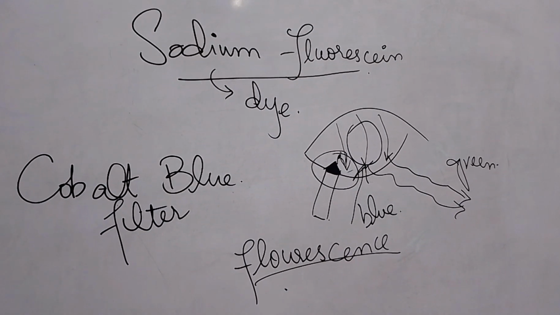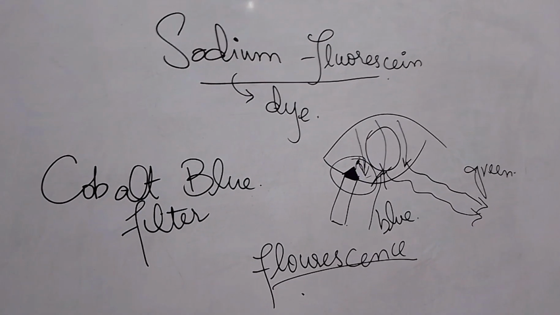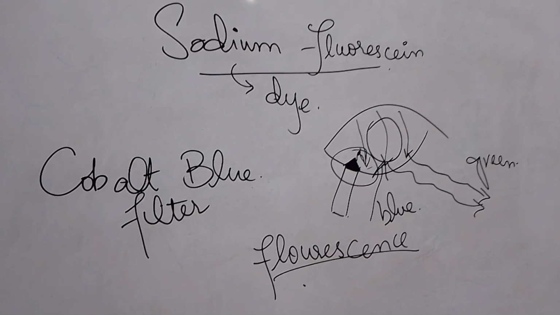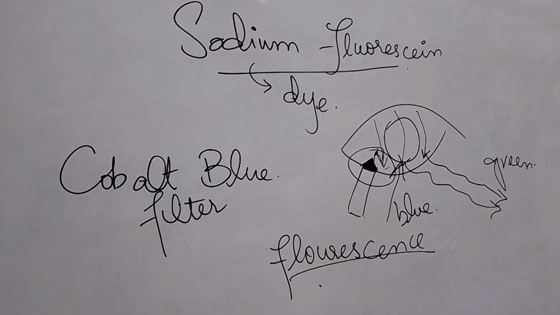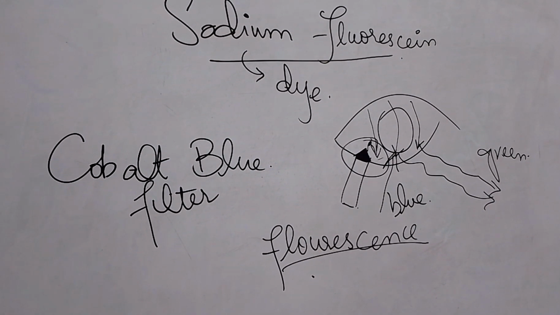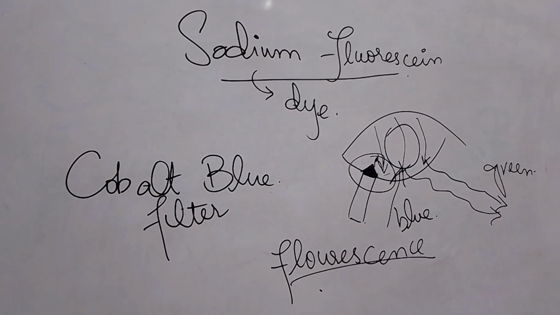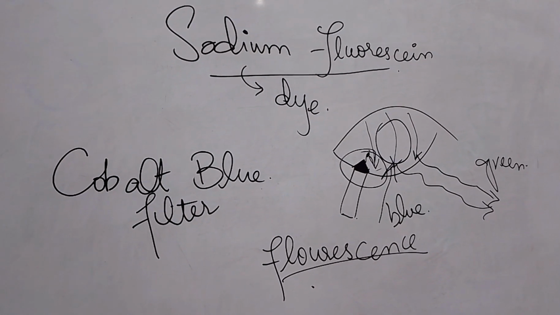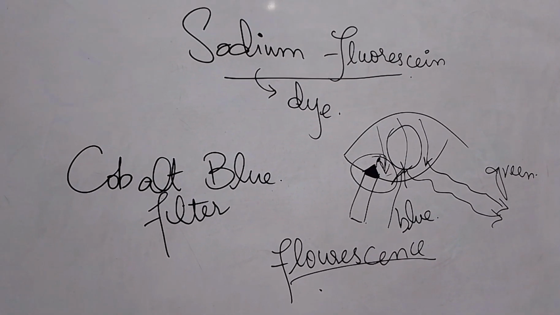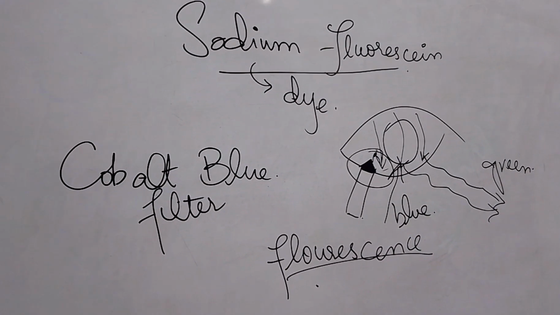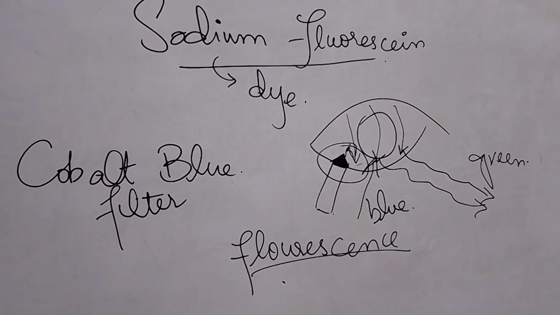I am going to add the pictures of the patterns as well, where you can see that while you are observing through that cobalt blue filter, you are going to see a type of green image, right? That is how you can evaluate the patterns of the hard contact lens, whether the fit is steep, flat, or the optimal one, right?